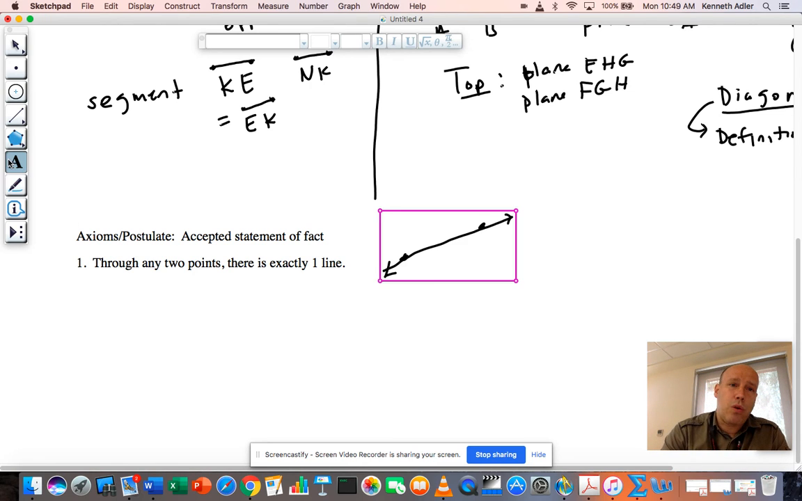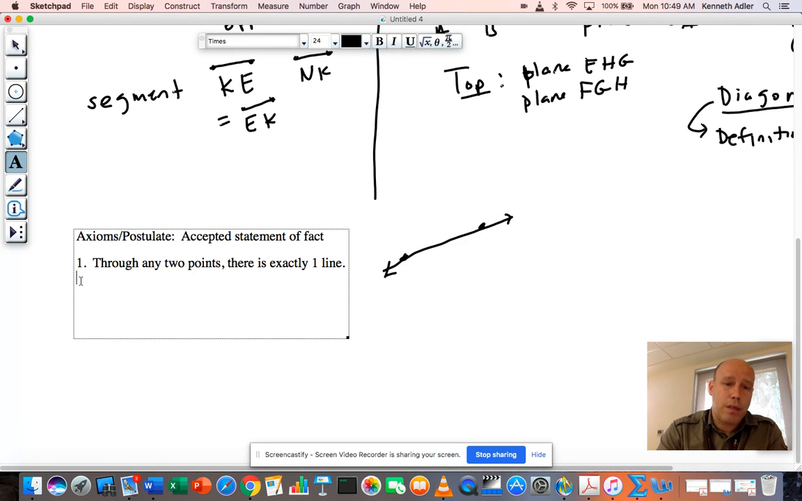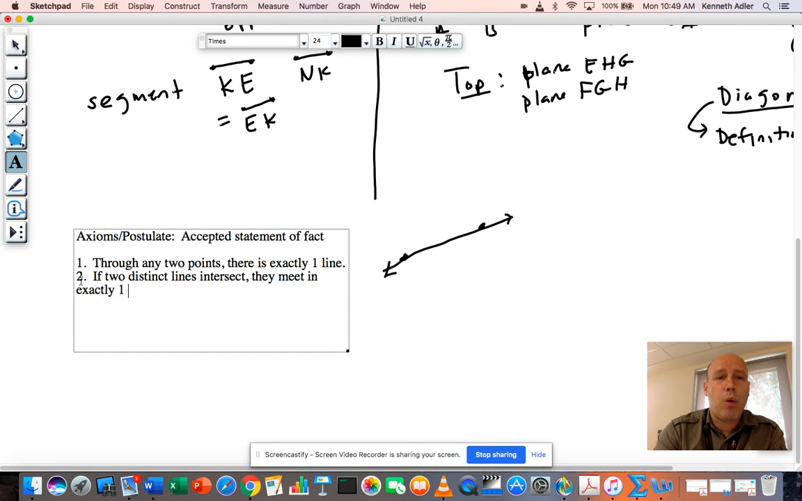Let's get to our second axiom. Number 2. Ready for the next one? If 2 distinct lines intersect, what do you think the result is? They meet in exactly 1 point. That's another axiom or postulate. We're accepting that to be true.